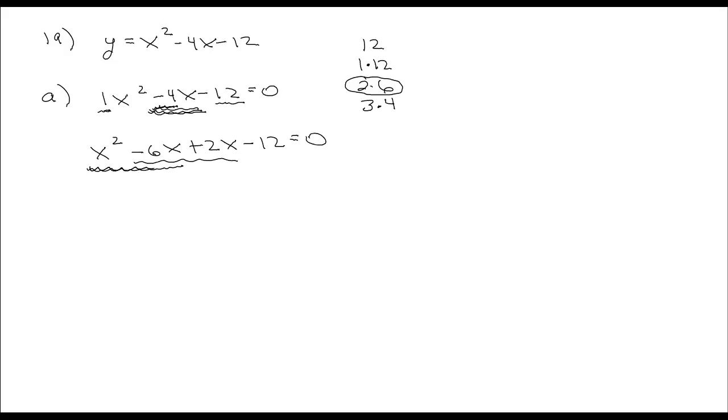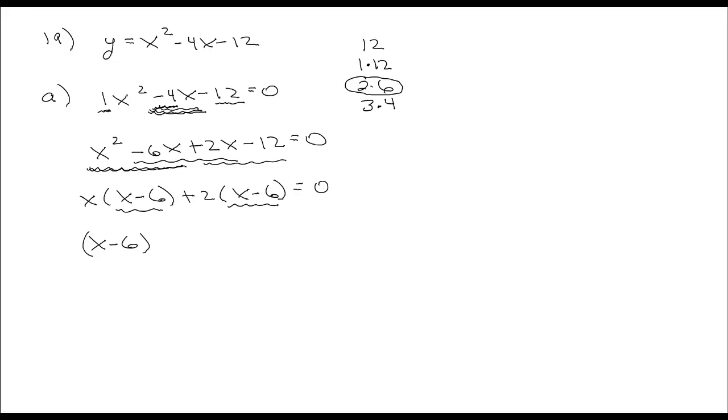I'm going to look at the first two terms and factor out an x, because that's what's common. And then I'm going to look at the second two terms and factor out a 2, because that's what's common. Which is nice because in this case, x minus 6 is now common, so I can pull it completely out. It may look a little funny because it's not just a single number or variable. Leaving behind x plus 2.